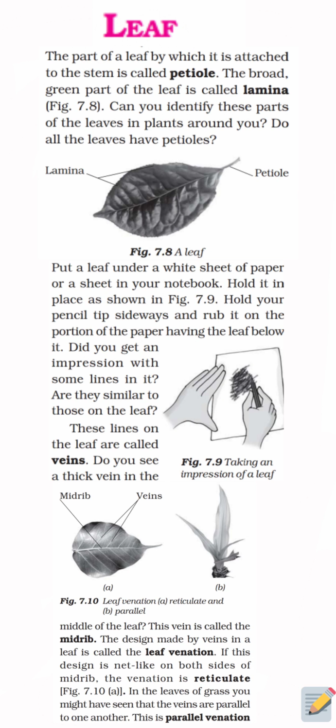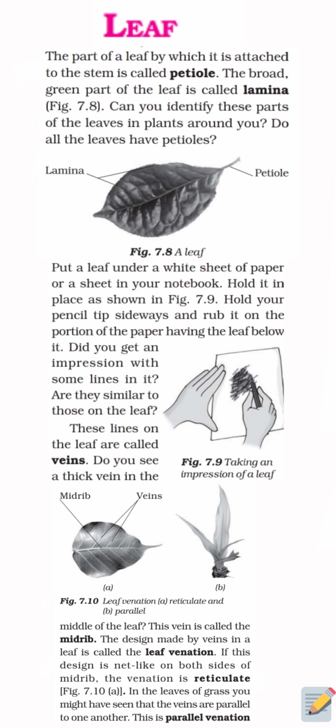And we all know that leaf is the place where photosynthesis happens because it has the green colored pigment known as chlorophyll. Okay class, now we will understand a very important part of leaf that is known as veins through an activity. Okay, so put a leaf under a white sheet of paper or a sheet in your notebook. Hold it in place as shown in figure 7.9. Hold your pencil tip sideways and rub it on the portion of the paper having the leaf below.